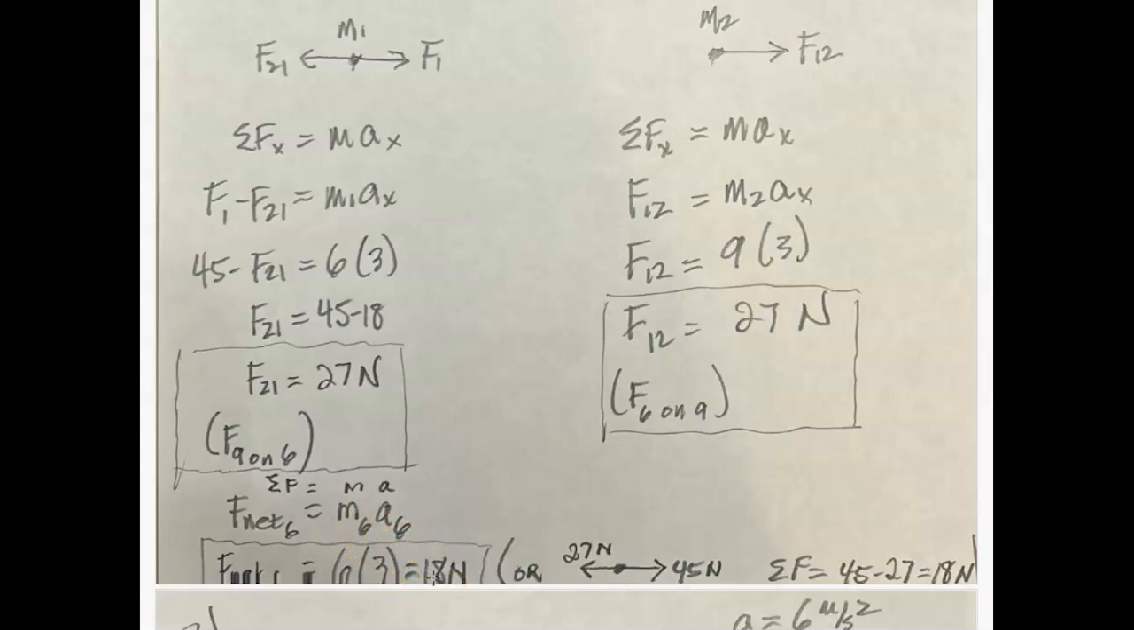I could have done it another way. I could have looked at the forces acting on block number 1. I found that up here, F21 was 27 newtons to the left, and F1 was 45 newtons to the right. So there's the force diagram of those forces acting on block number 1. And if I sum the forces, 45 plus negative 27, I still get 18 newtons. So there were 2 ways I could have found the net force on block number 1, or the 6 kilogram block: 18 newtons.